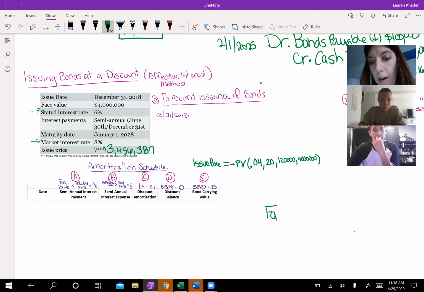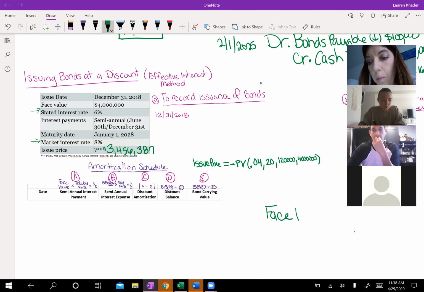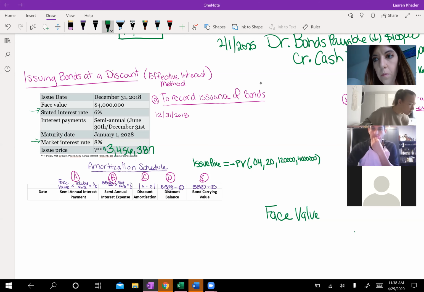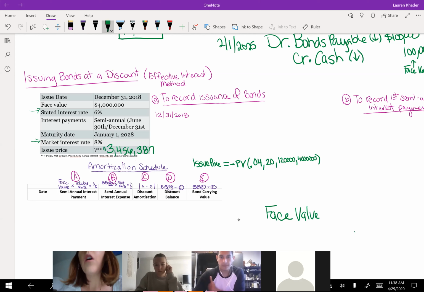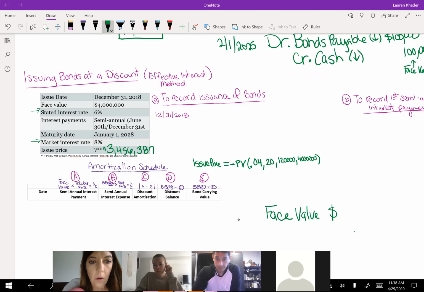I have a really quick question. For the issue price, is that always going to be the same formula? Is it always 0.04, 20, 120,000 and then 4 million, or is it just specific to this problem? Specifically for this problem. I'm having a hard time seeing where the 4% came from. The 4% is half of the market interest rate.